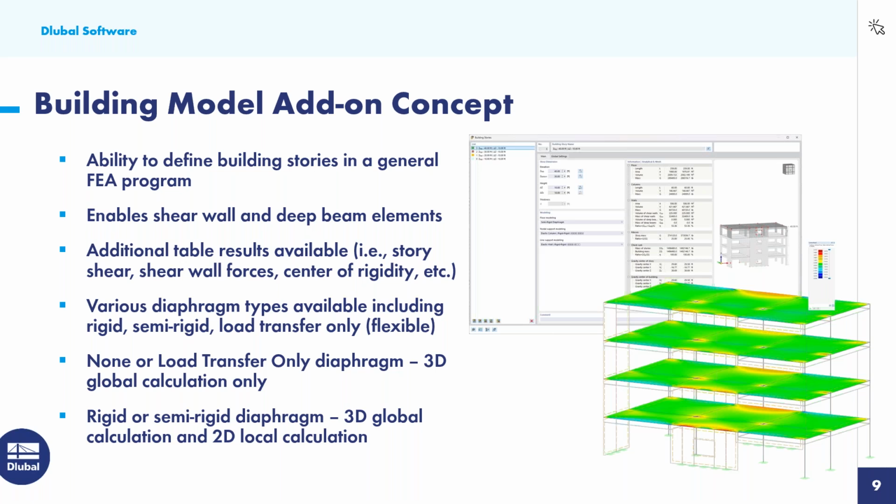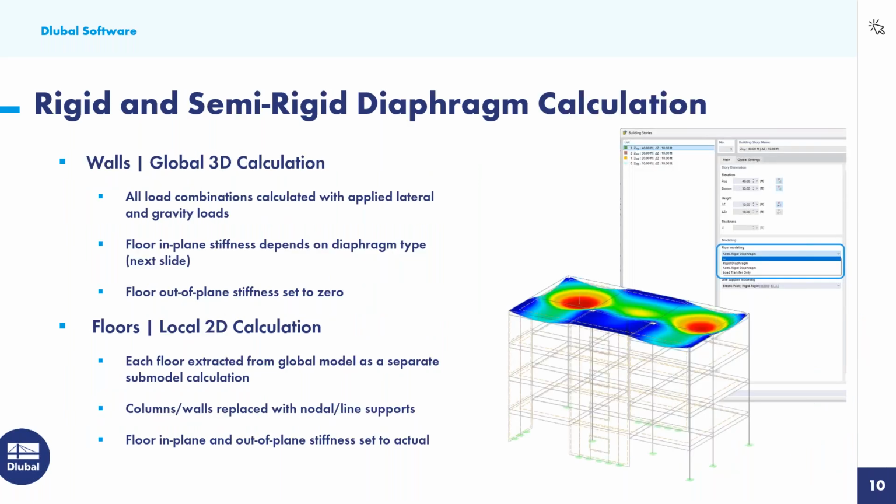However, when we choose a rigid or a semi-rigid diaphragm, not only are we going to carry out this 3D global calculation, but we're also going to extract each individual floor to run a separate 2D local calculation. So let us go to this next slide to explain this in a little bit more detail. Now, again, this is specific to rigid and semi-rigid diaphragm options only, where we are going to run these two separate calculations. And as I go through this, just keep in mind that we will see this in the results in our example today, so hopefully that will make more sense once we can see it applied.